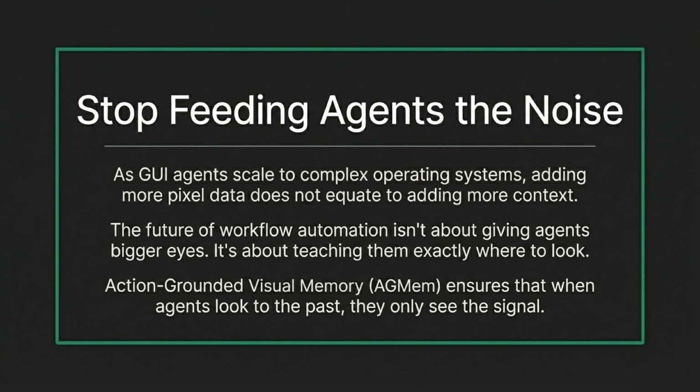In conclusion, we need to stop feeding agents the noise. As GUI agents scale to complex operating systems, adding more pixel data does not equate to adding more context. The future of workflow automation isn't about giving agents bigger eyes. It's about teaching them exactly where to look. Action-grounded visual memory ensures that when agents look to the past, they only see the signal.